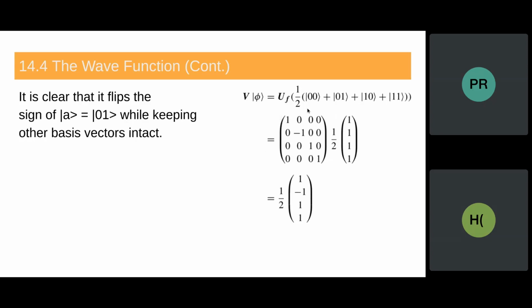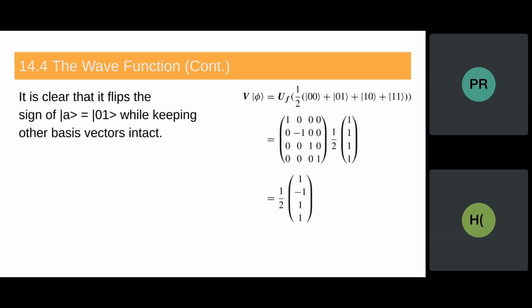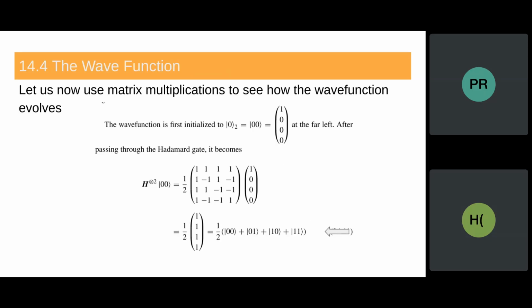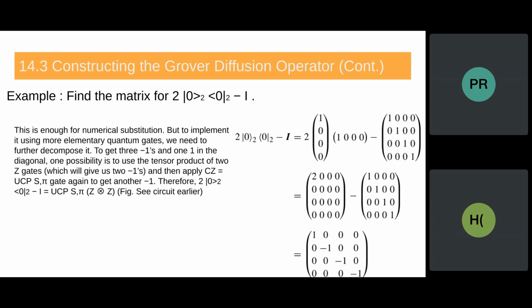So UF of half into all this is ultimately boiling down to V into phi. We saw the phi earlier. This was our phi, and this is our V phi. So essentially, we have three parts, as we said. First is the W. This is the W part of it. We had the V.